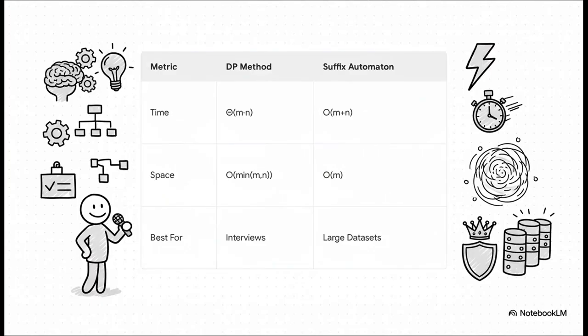Let's break it down. For a coding interview, the DP grid is your best friend. It's easy to explain, it's straightforward to code on a whiteboard, and you can show off a little by talking about how to optimize its memory usage. The suffix automaton, on the other hand, is the industrial strength solution. You use that when you're in a production environment working with massive data sets where every millisecond of performance counts.